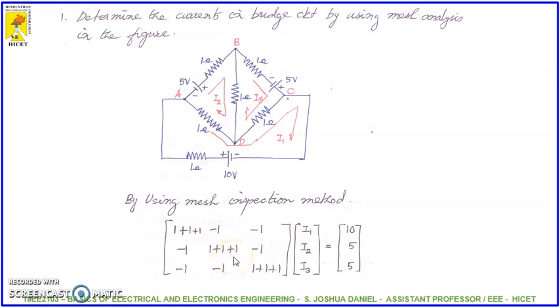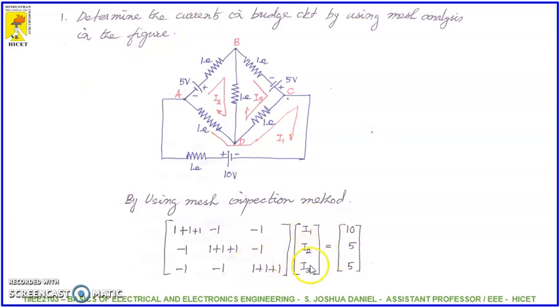R22, which is the total resistance in loop 2, right? 1 plus 1 plus 1. The common resistance between loop 2 and 3, that is R23, right? 2 and 3, that is also minus 1. And coming to the third row, that is R31, R32, R33: the common resistor between 3 and 1, 3 and 2, and the total resistance in the third loop.